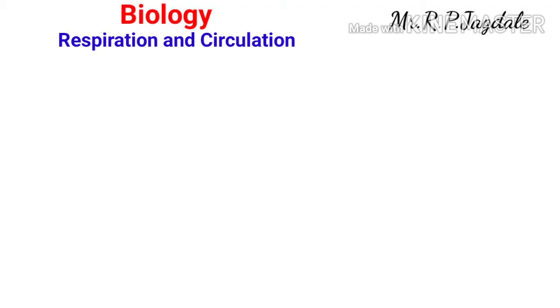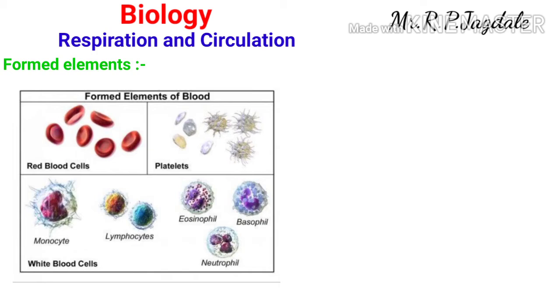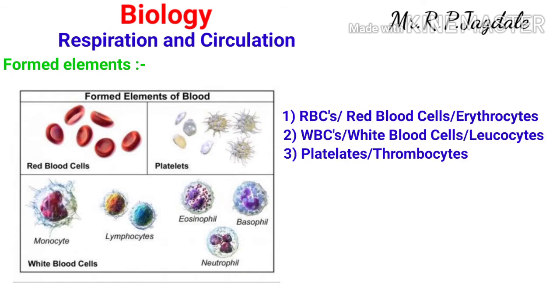In the previous lecture, we have seen the plasma composition. Now, in this lecture, we are going to see the formed elements. These are also called blood cells. There are mainly three types of blood cells. These are called RBCs, that is red blood corpuscles, then WBCs, called white blood corpuscles, and the third one is the platelets.